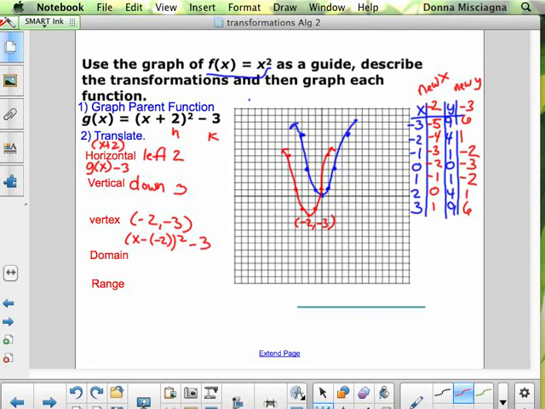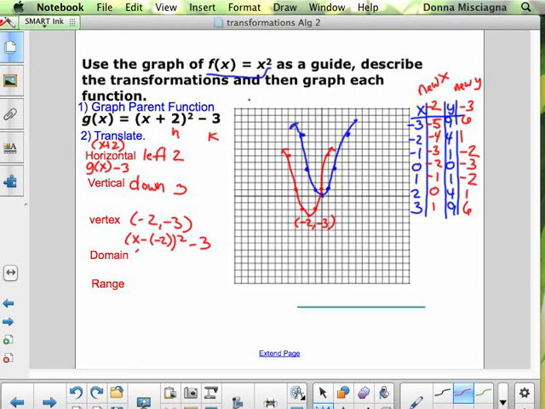And then negative 3. So notice that for a parabola, the x-coordinate of the horizontal translation is the x-coordinate of the vertex, and the vertical translation is the y-coordinate of the vertex. So it's really easy to figure out the vertex when you have the equation written like that. And actually, that form of the equation is called vertex form.